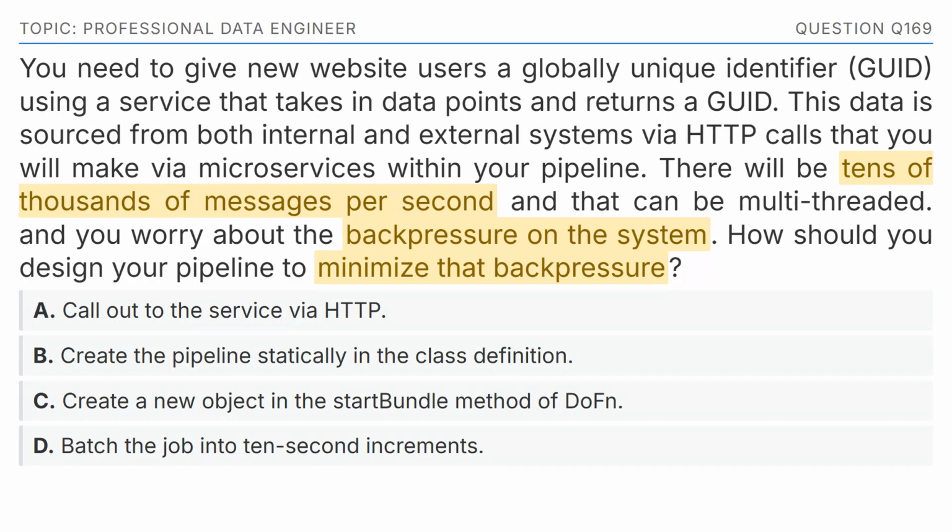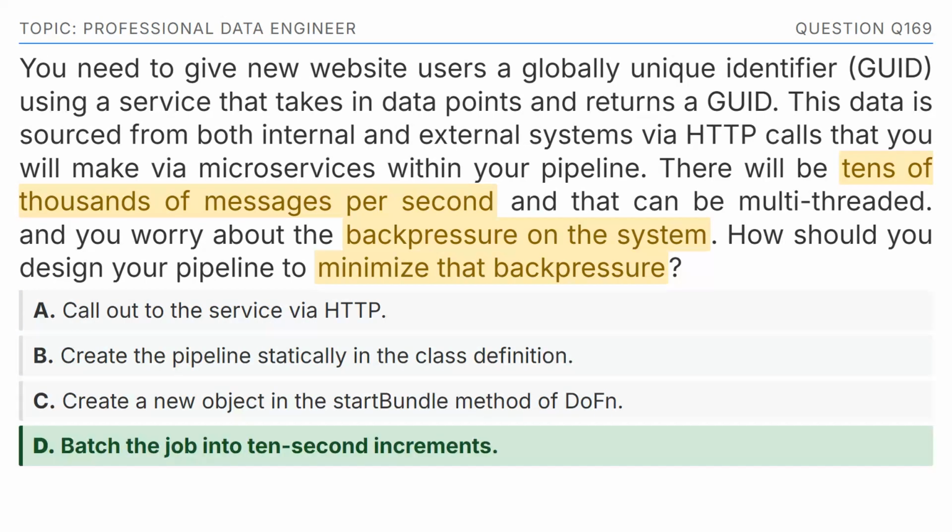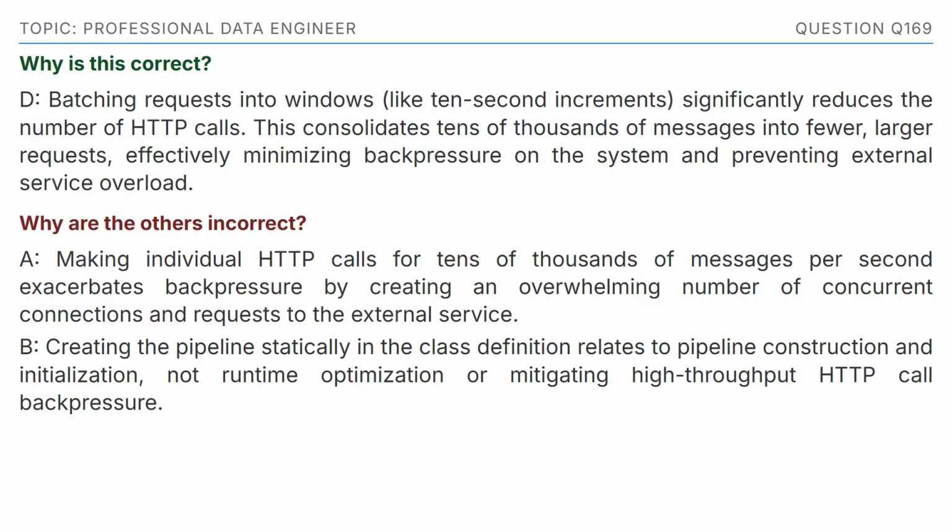To arrive at the correct answer, we focus on the keywords: tens of thousands of messages per second, back pressure on the system, minimize that back pressure. The correct answer is option D, batch the job into 10-second increments. Why is this correct? D.